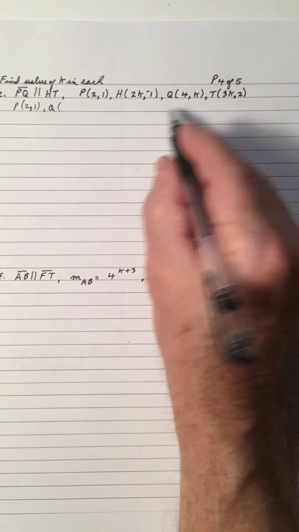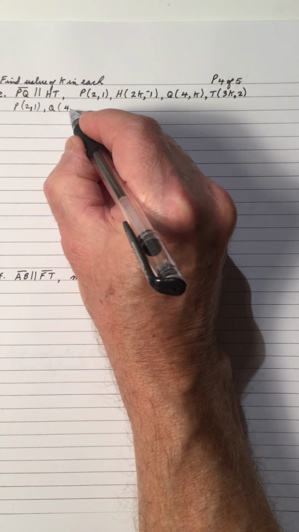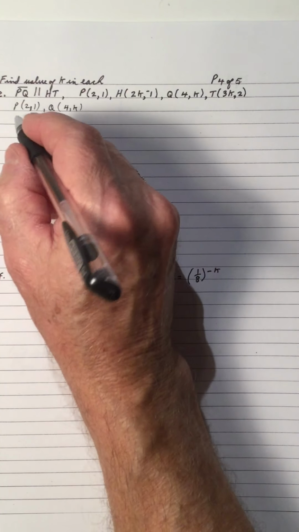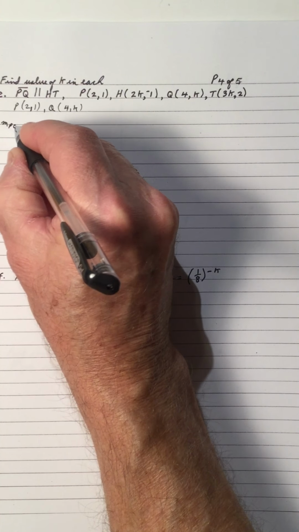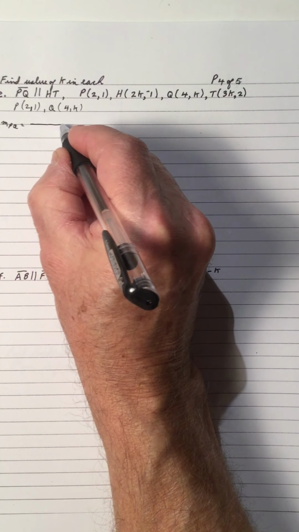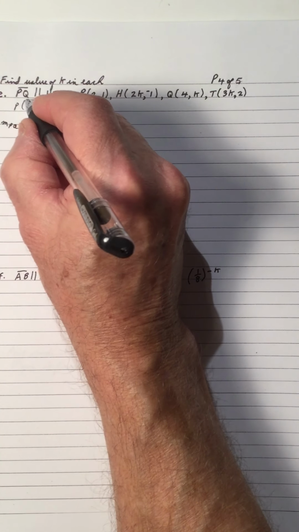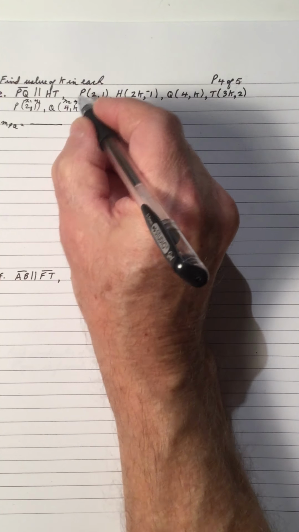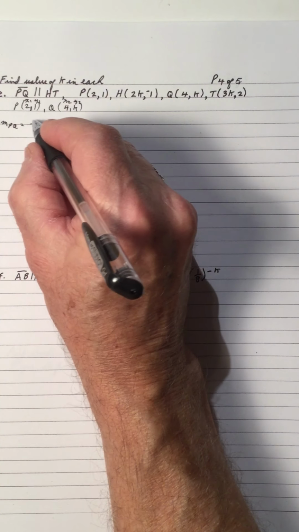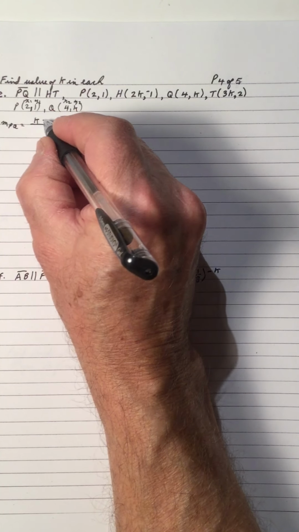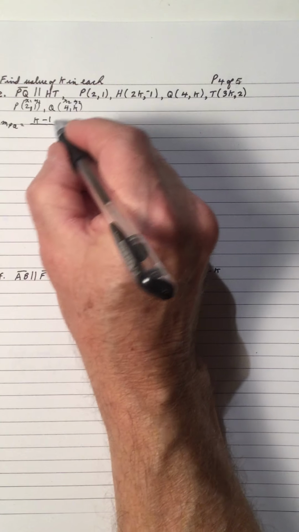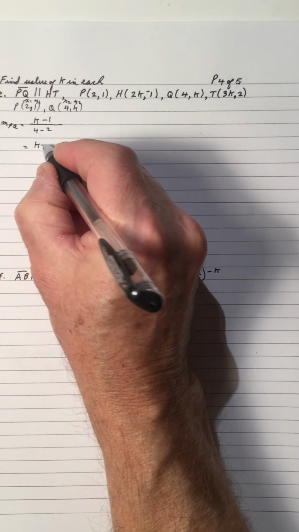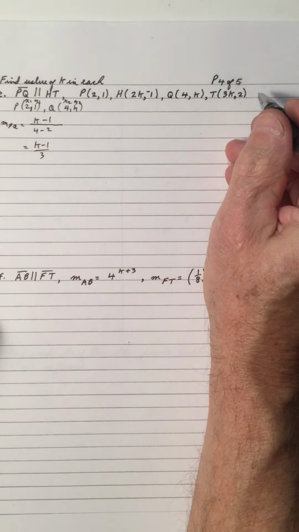Q is (4, k). And parallel lines have equal slopes, so I get the slope of PQ. So again, this is x1, y1, x2, y2. Y2 is k minus y1, which is 1, over x2, which is 4, minus x1, which is 2. So that's k minus 1 over 2.